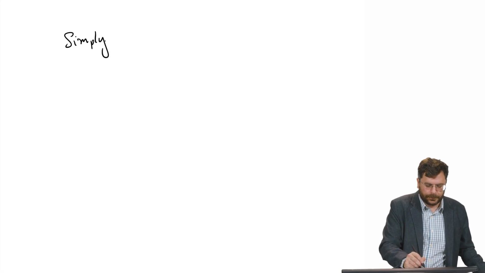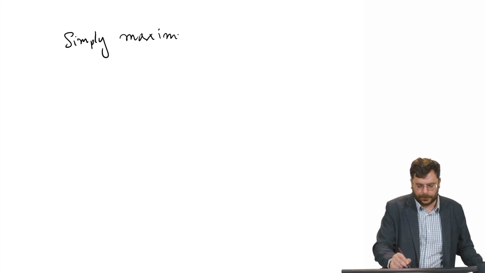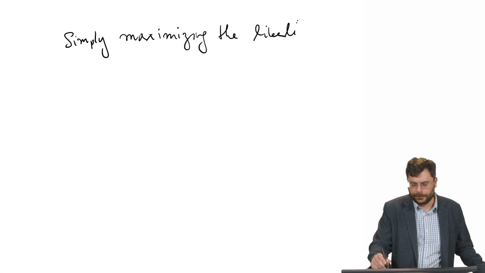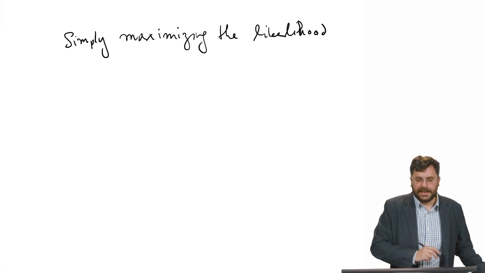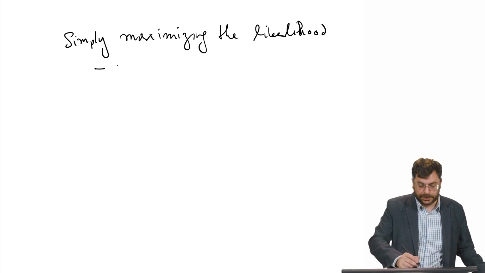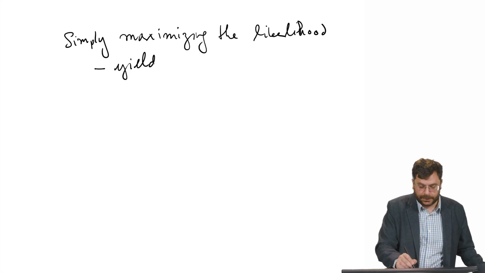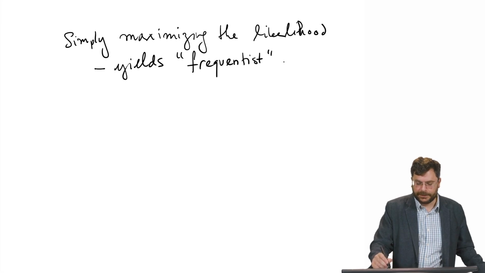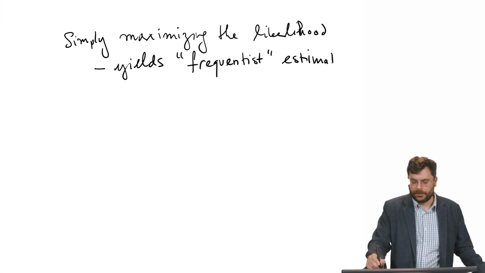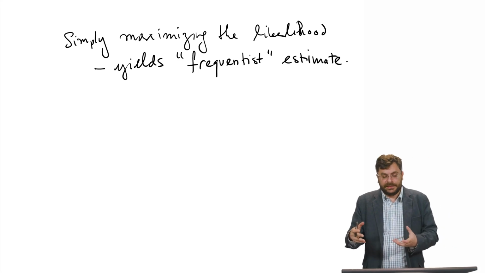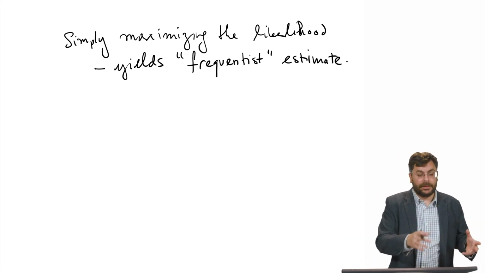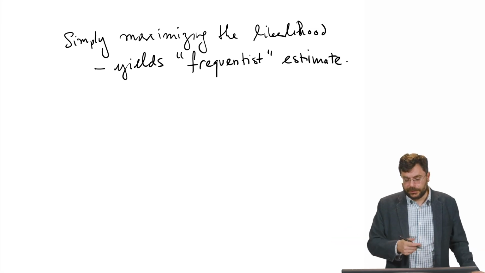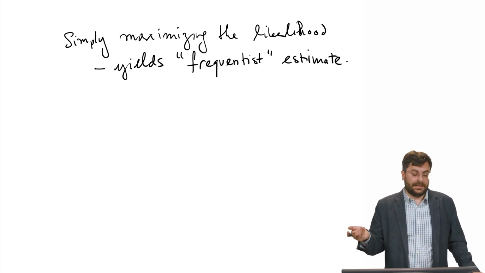So, simply maximizing the likelihood yields what's sometimes called a frequentist estimate. So you're sort of counting the frequencies of events, kind of coin flips or whatever, and then using those to obtain an estimate for what your theta is.